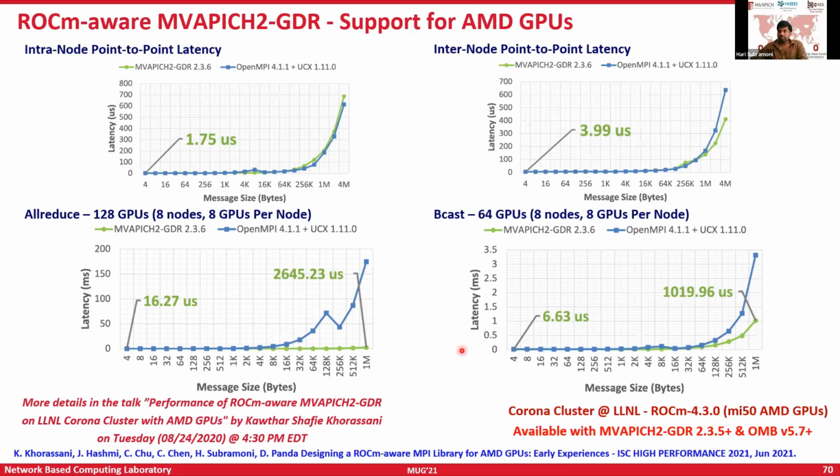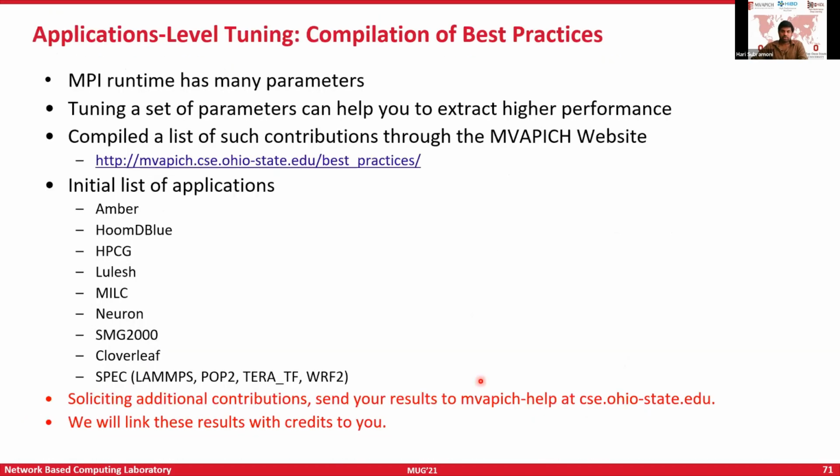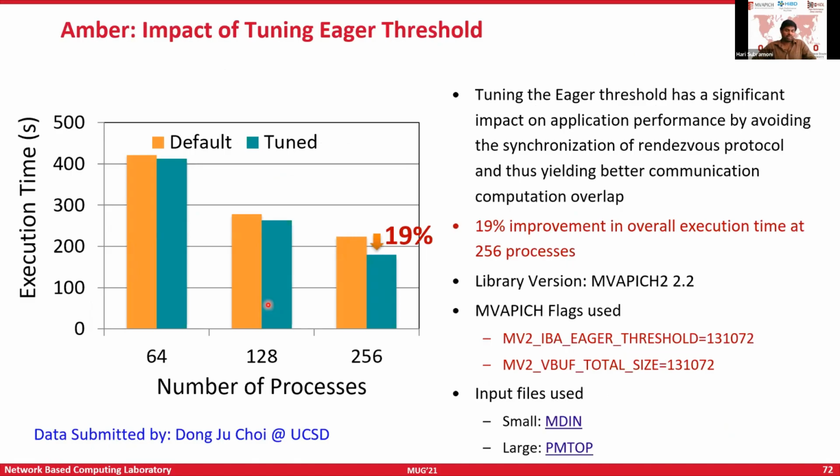So with that, we come to the end of the GDR section, and we'll go into some application-based tuning. What we typically do is work with a lot of our collaborators, and we try to see what we can do to improve our performance further for applications directly. So we took a bunch of different applications and tried to see what we can do to make the performance better. One thing that we have consistently found is that by increasing the eager threshold, we are able to get better overlap of computation and communication, and better asynchronous progress capabilities.